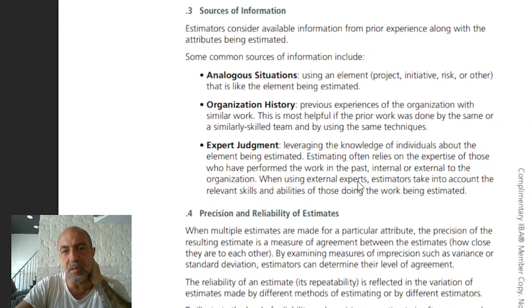Sources of information. Estimators consider available information from prior experience along with the attributes being estimated. Some common sources of information include analogous situations, using an element, project, initiative, risk, or other that is like the element being estimated.